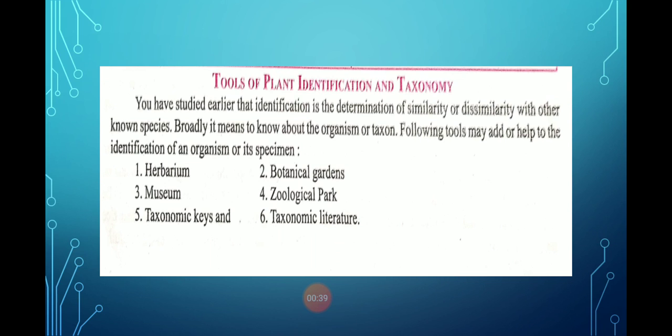Following are the tools which are used for identification and characterization of plants or animals sometimes, and making their taxonomy, that is having a detailed study of their classification. They are herbarium, botanical gardens, museums, zoological parks, taxonomic keys, and taxonomic literature.